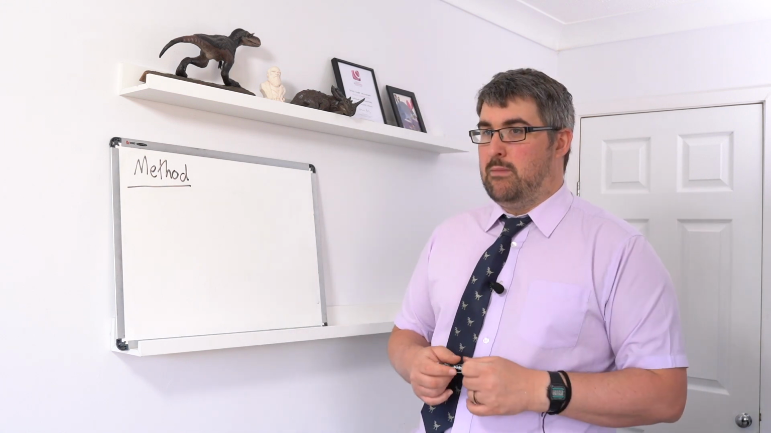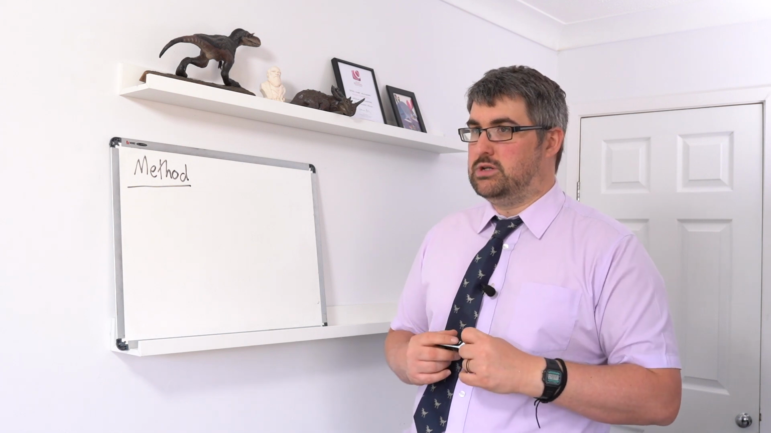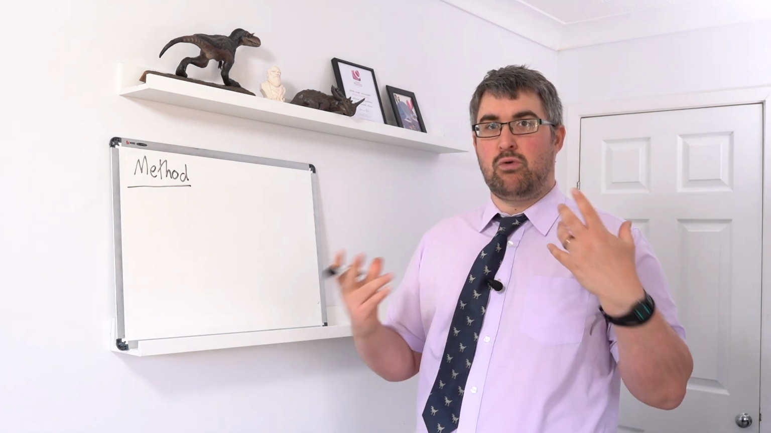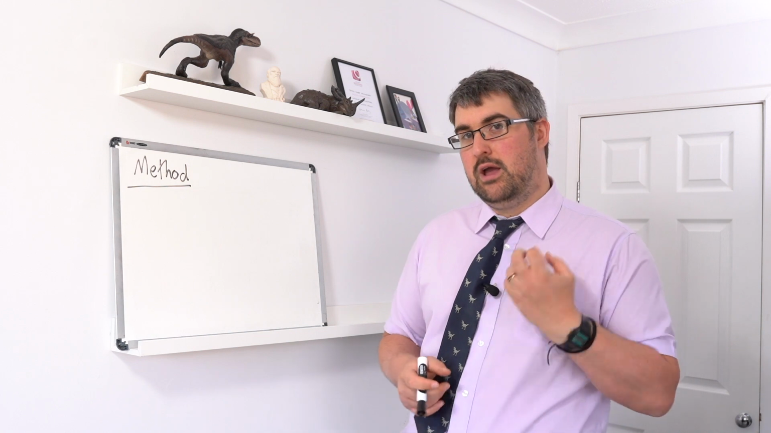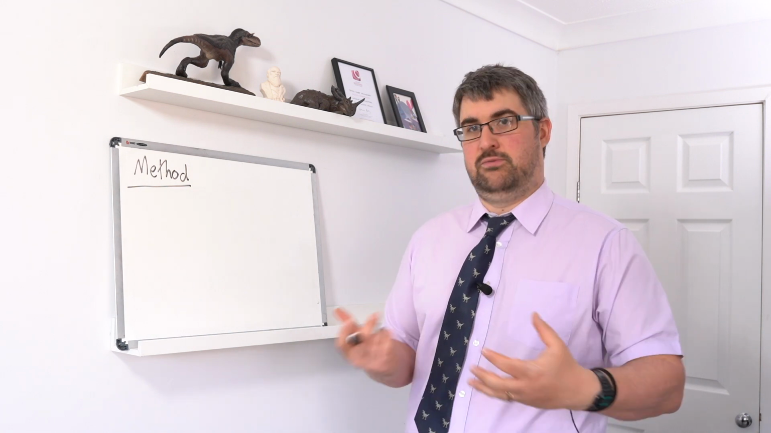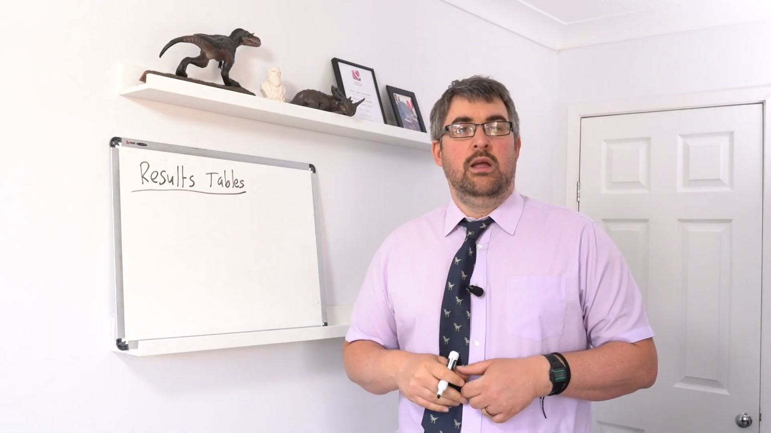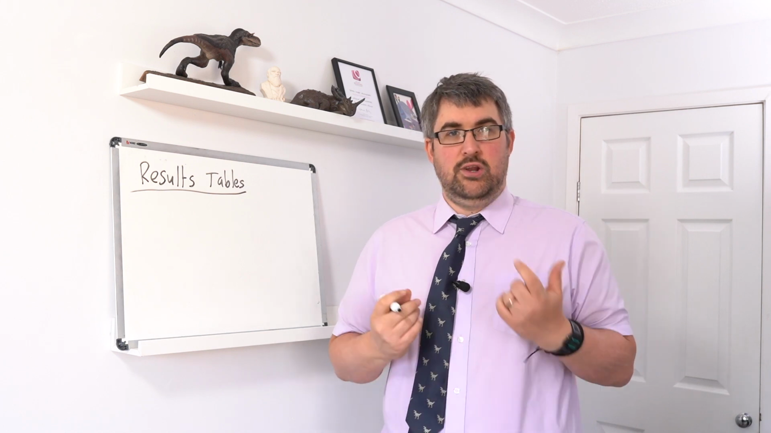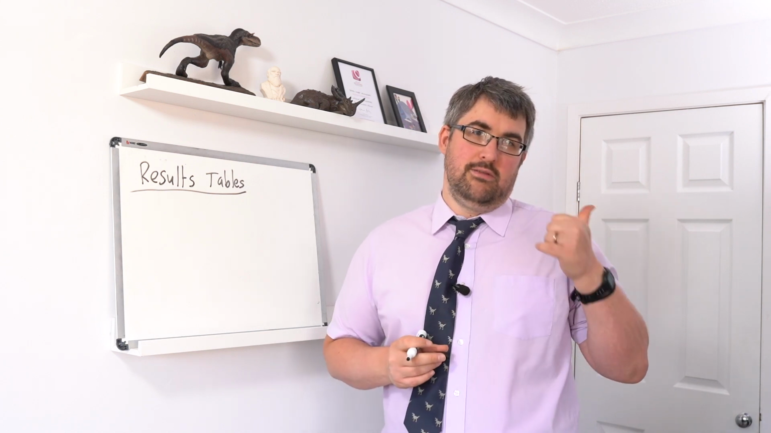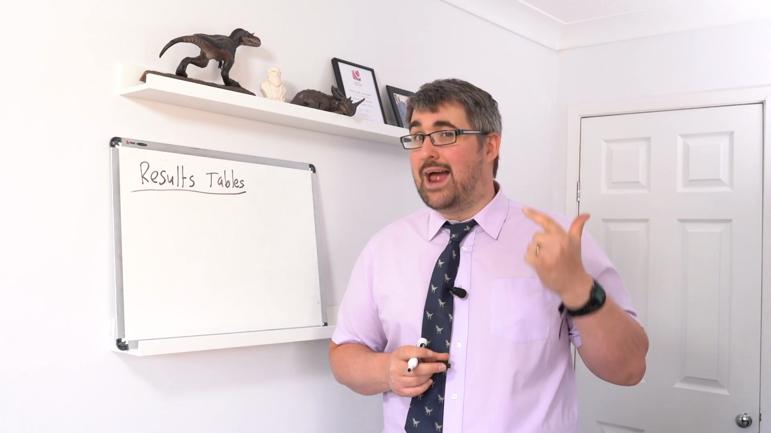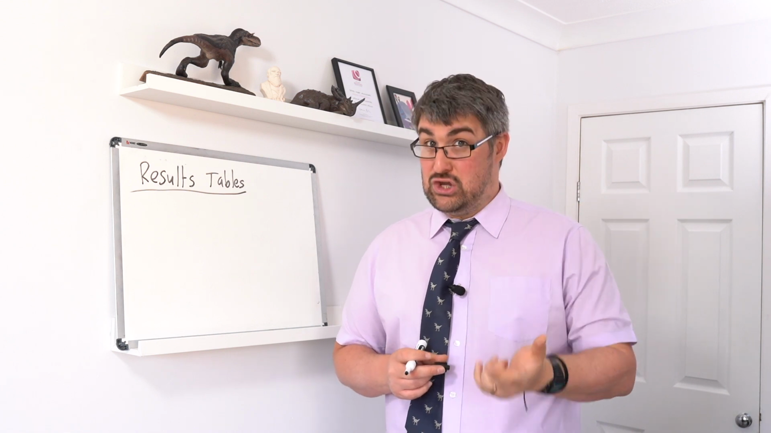So once you've written your method, the next thing you would do in an experiment is actually to write your results table. So we're going to have a look at writing out a results table and some tips and tricks I've got for that. So a good results table should include headings and also the appropriate units for that.